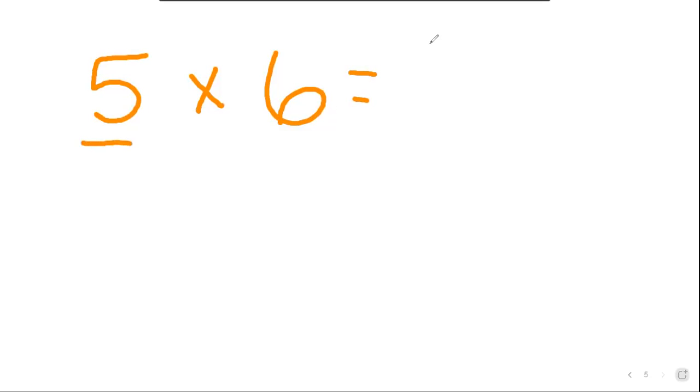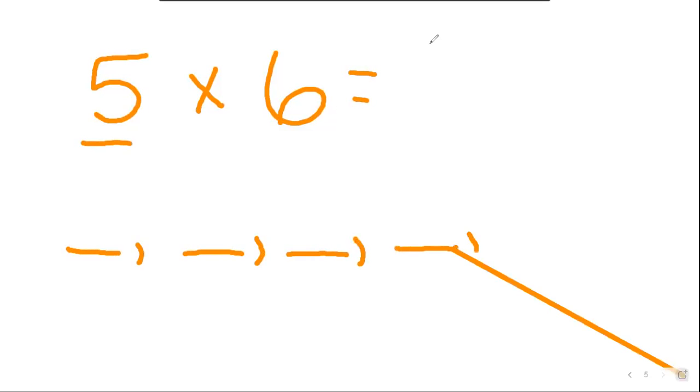Let's try another one. If I have 5 times 6. Now this one's a little bit trickier because it's got bigger numbers. My first factor is a 5. So that's how many groups or how many lines I'm doing when I'm skip counting. 1, 2, 3, 4, 5. Okay, so now I'm ready to count. I'm counting by 6s. So each one of the lines down here is going to have a multiple of 6.